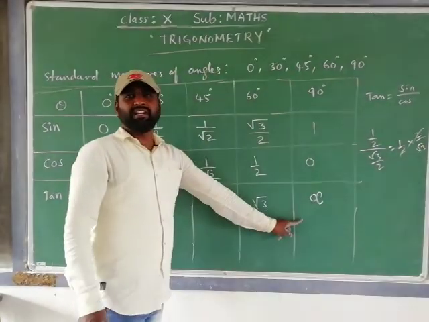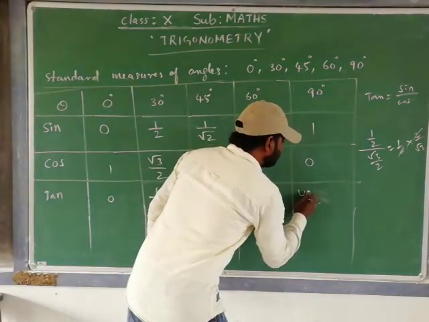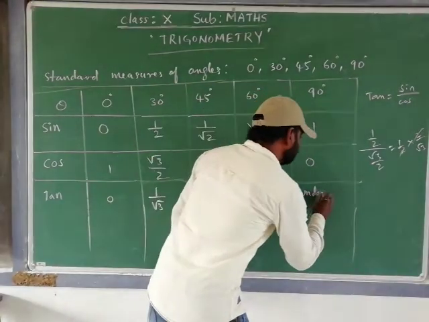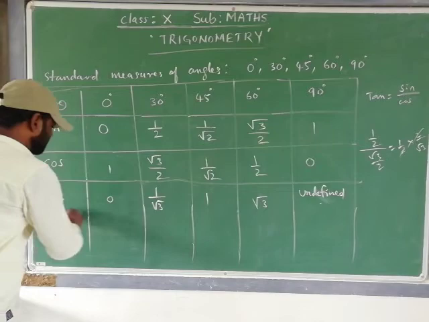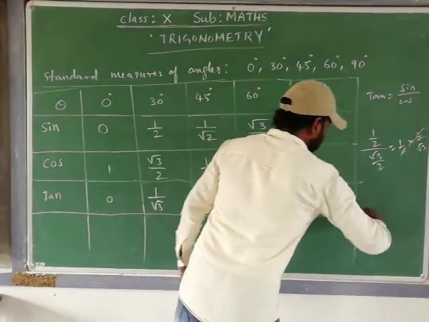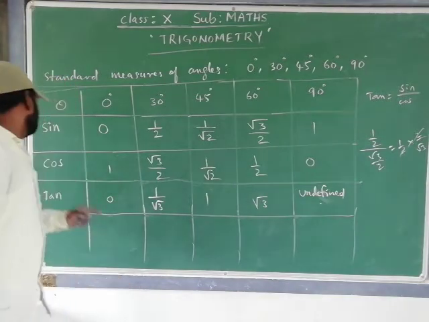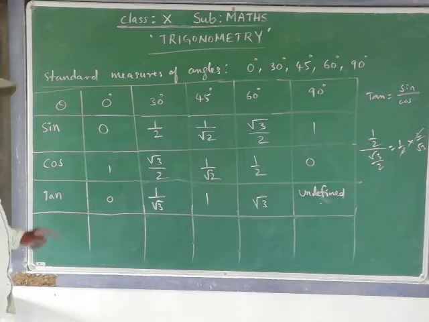Undefined. You can write the infinity symbol, or you can write undefined. Why? When 0 comes in the denominator, the value cannot be defined. Undefined. Over. All three basic ratio values, sin, cos, tan, are over. Next, the remaining are only the reciprocals. Sin reciprocal is cosec, cos reciprocal is sec, tan reciprocal is cot.